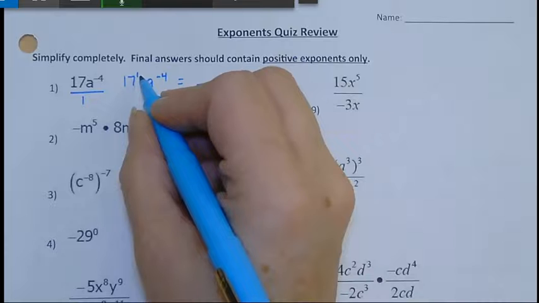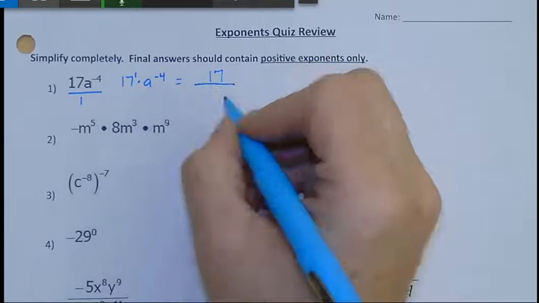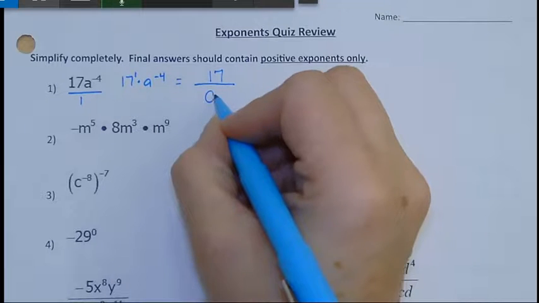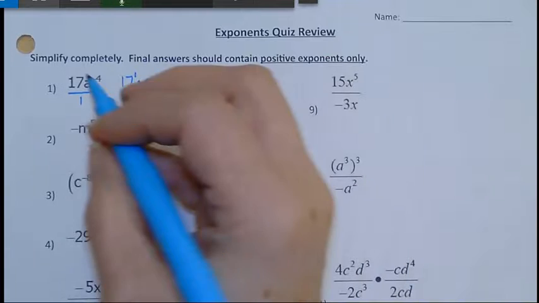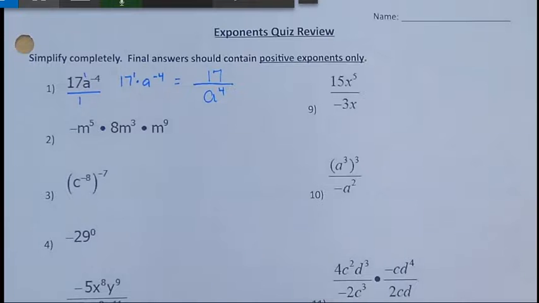So 17 to the positive 1 gets to stay where it is. A to the negative 4, I want that to be a positive exponent, so I'm going to move it to the denominator, and that gives it an exponent that's positive. So 17 stayed because 17 has a positive 1 exponent.